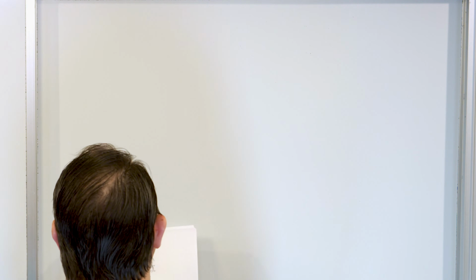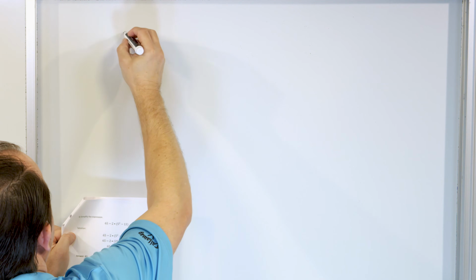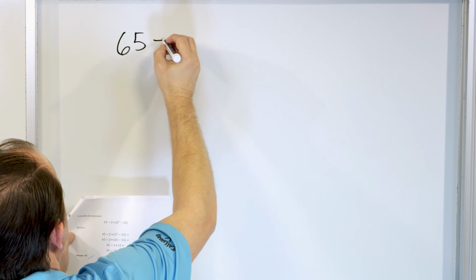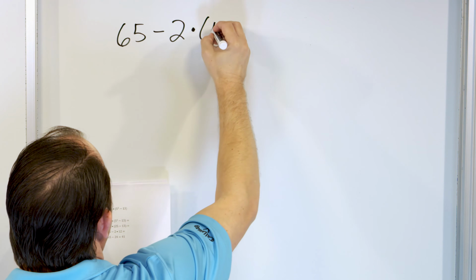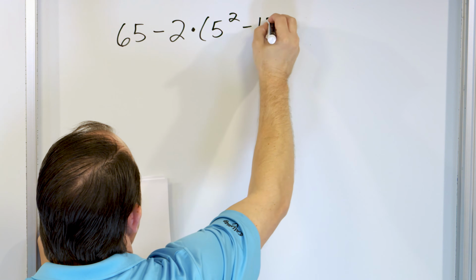All right. So now we're at the halfway mark. I'd like you to really solve all of these. So we're going to do a bunch, but it will become second nature. 65 minus 2, parentheses, multiply, parentheses, 5 squared minus 13.